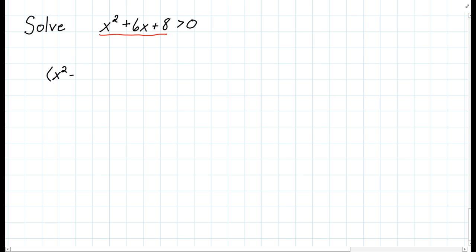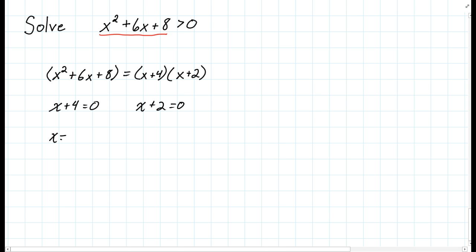So x squared plus 6x plus 8 is going to factor into (x plus 4) times (x plus 2). And so if we want to know when our graph equals the x-axis, that'll be when x plus 4 equals 0 or x plus 2 equals 0. So we hit the x-axis at x equals -4 and x equals -2.